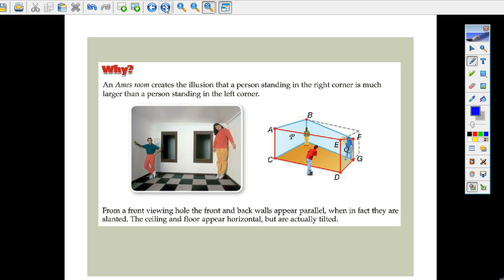Alright, so why are we learning this? An Ames room creates the illusion that a person standing in the right corner is much larger than a person standing in the left corner. From a front viewing hole, the front and back holes appear parallel, when in fact they are slanted. The ceiling and the floor appear horizontal, but they are actually tilted. So they're actually the same height, but it looks like they're not because of the way it's slanted and tilted.